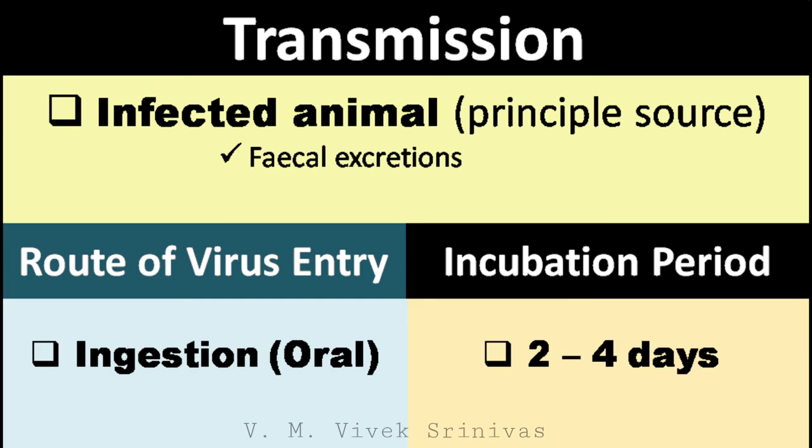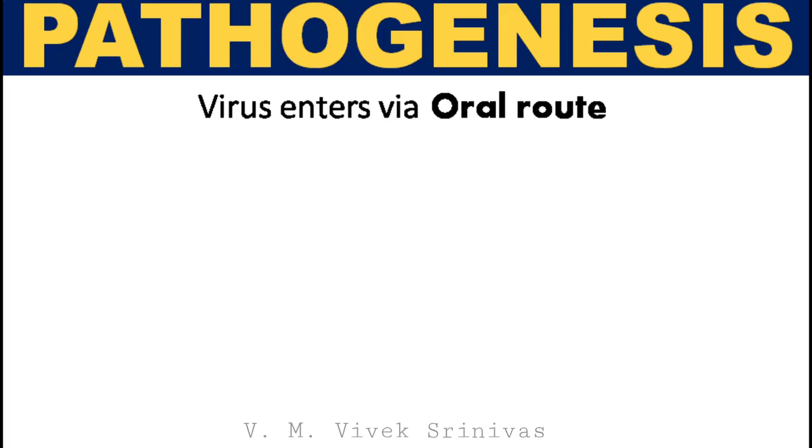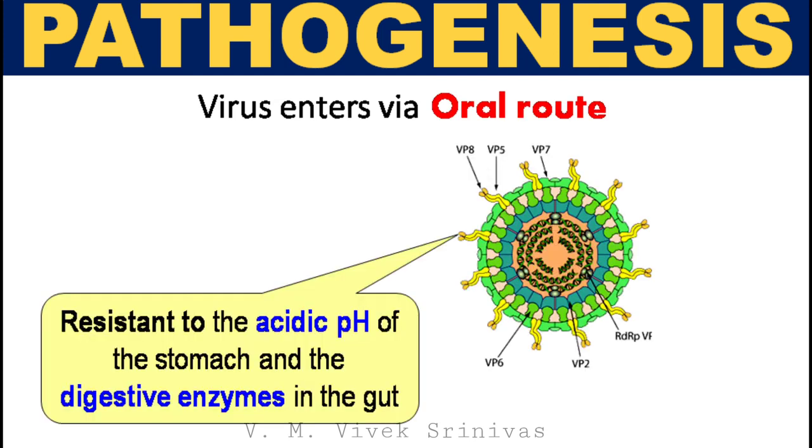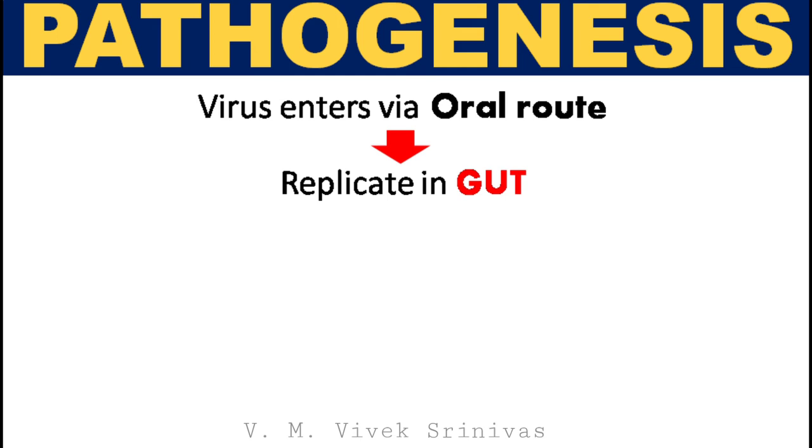The incubation period is usually 2 to 4 days from the entry of the virus. Pathogenesis: following entry of the virus through the oral route by ingestion, the triple capsid over the virus makes the virus resistant to the acidic pH of the stomach and to the digestive enzymes in the gut. The rotavirus does its replication in the gut.